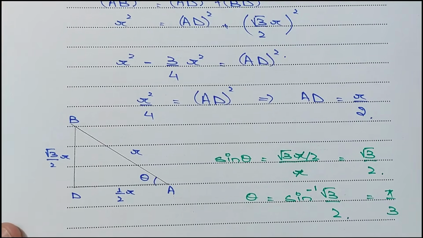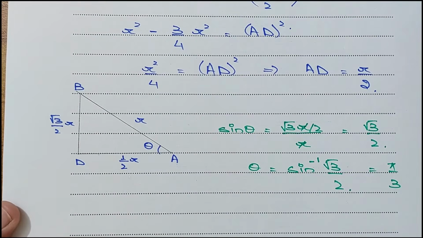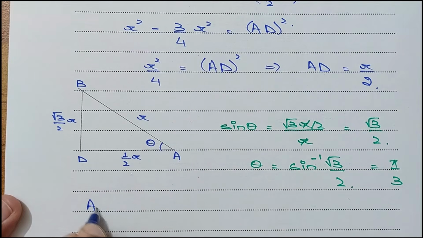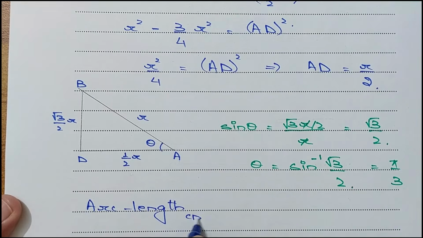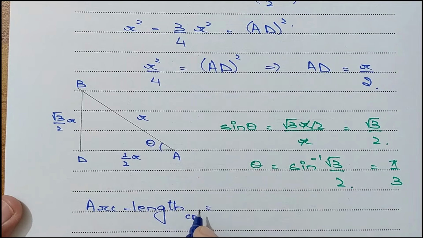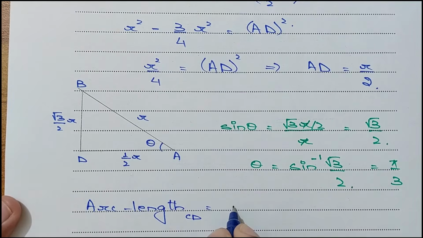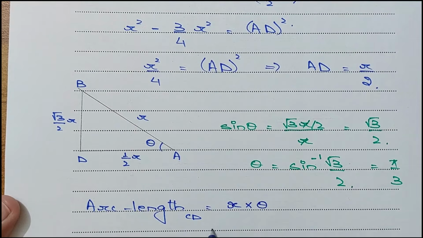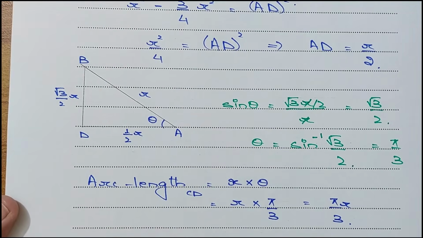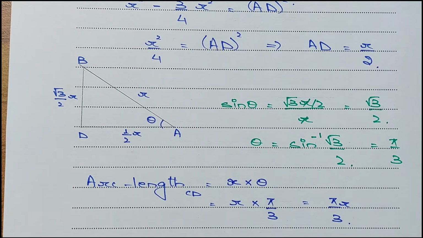Now let me find the arc length, right? Because we need BCD. Okay, so arc length CD in terms of radians is equal to r times theta. Radius is r, theta is pi by 3. So this is just pi r by 3, pi by 3 r. Right, this is my arc length, right? And we have to find the perimeter of BCD.